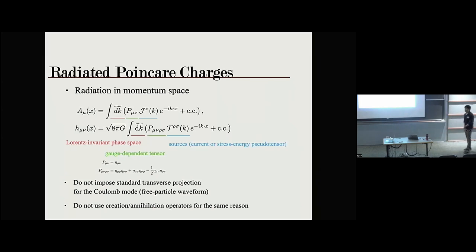So two important remarks here. First is that it's very tempting to impose the transverse projection, but don't do that, especially if you're looking at the scattering sources. We will have the so-called Coulomb mode. So you don't want to do that, and I'll explain this later. And for the same reason, you should really treat this part as a classical background. So I'll avoid using creation and annihilation operators.